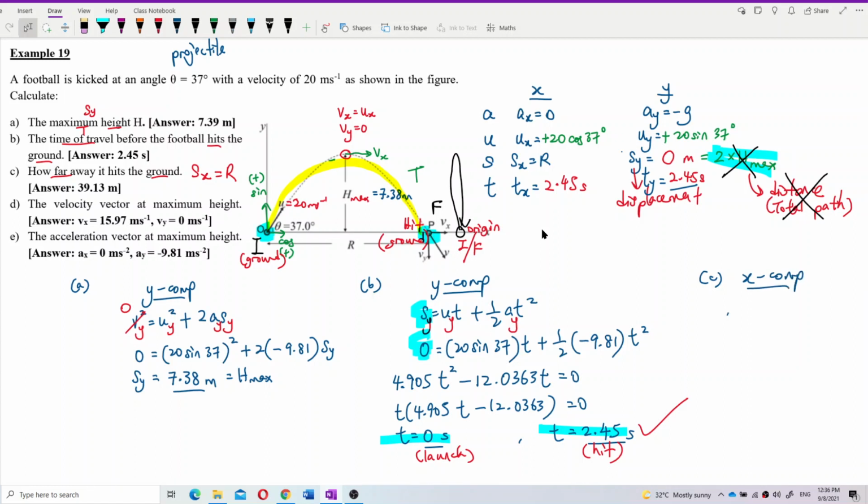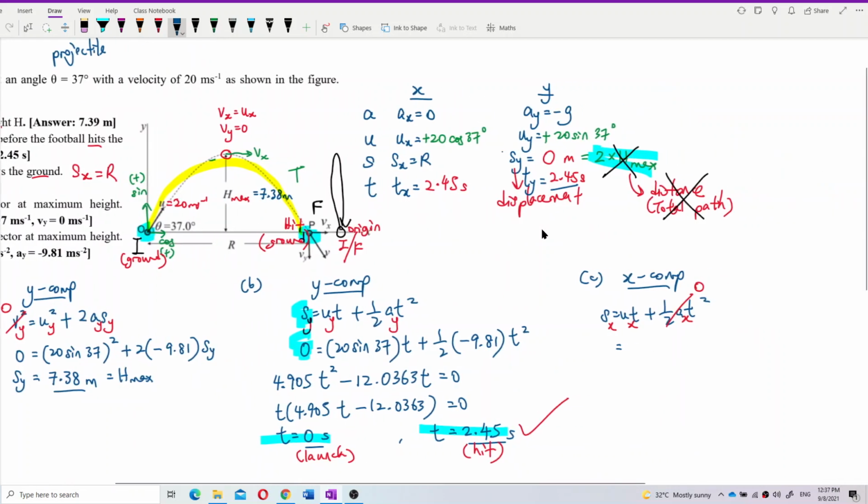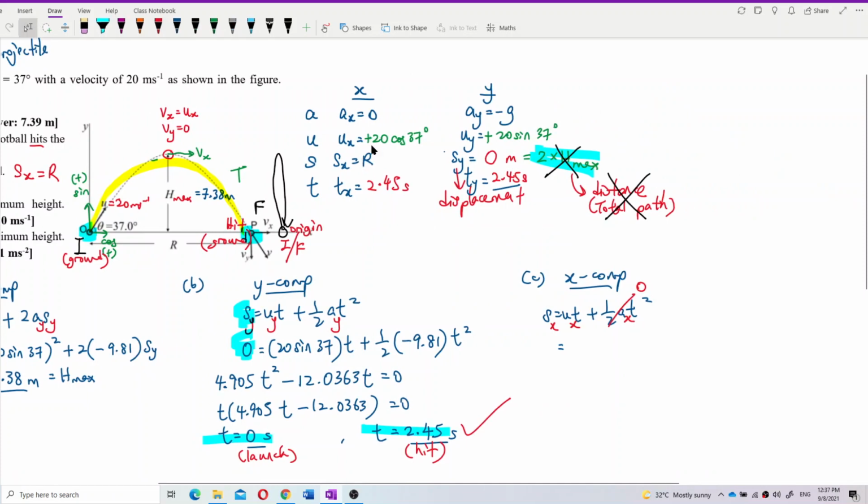So what is the x component? We can use the formula s equal to ut plus half a t square. Okay, so this is our, no, not y, this is our x component here, and then ax is 0. So you just substitute here ux, which is 20 cos 37, and then the time taken is 2.45. Then we can find Sx.